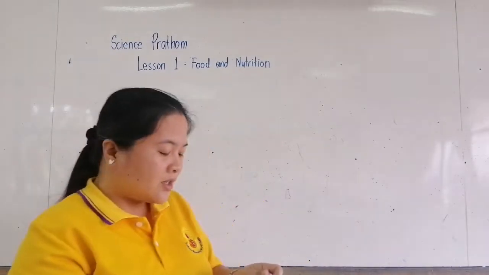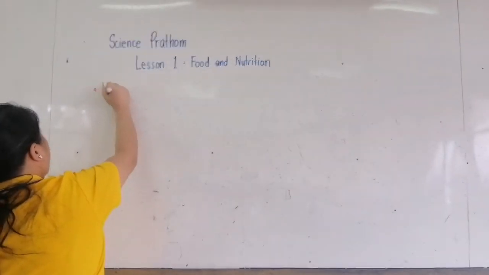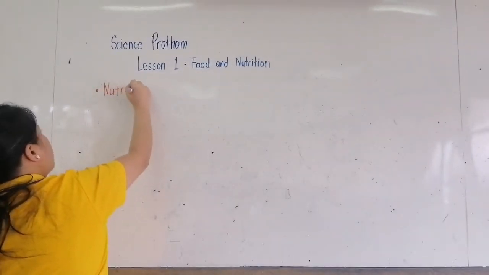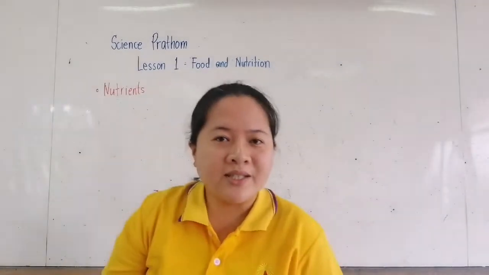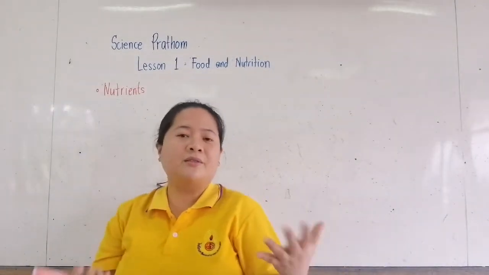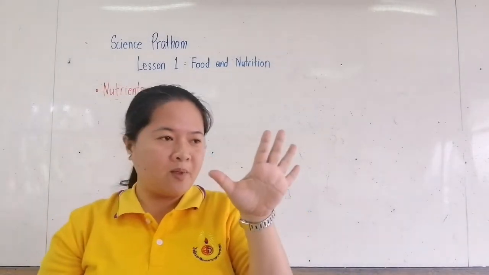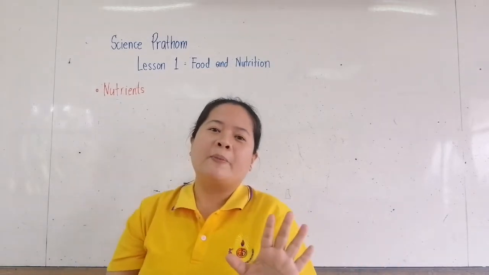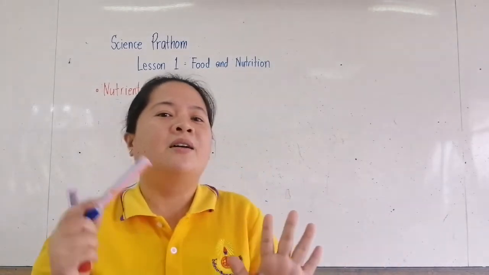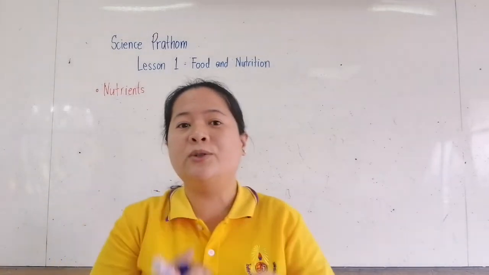First, you need to know all the nutrients. And what do we mean by nutrients? Nutrients are substances from food that are needed by our body. We have 5 basic nutrients. You have learned this already. We have carbohydrates, proteins, fats, vitamins, and minerals, and we also include water.